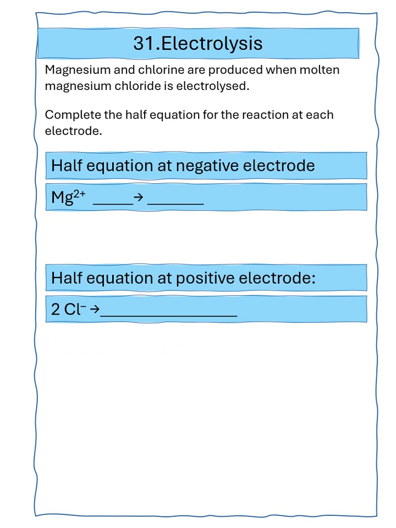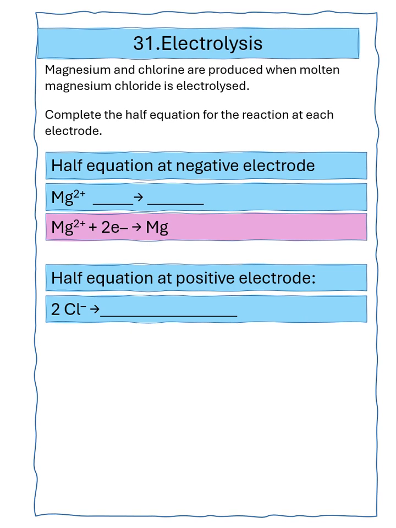Question 31 on electrolysis says magnesium and chlorine are produced when molten magnesium chloride is electrolyzed. Complete the half equation for the reaction at each electrode, and then we're given a part equation for the negative electrode and the positive electrode. So first of all, looking at the negative electrode, we know it's going to be the metal ion magnesium 2 plus that's attracted to it. We know we're going to form the metal magnesium, and we've got a positive charge of 2 plus, so we've got to balance that positive charge out with two negative electrons. So it's Mg2 plus plus 2 electrons makes Mg.